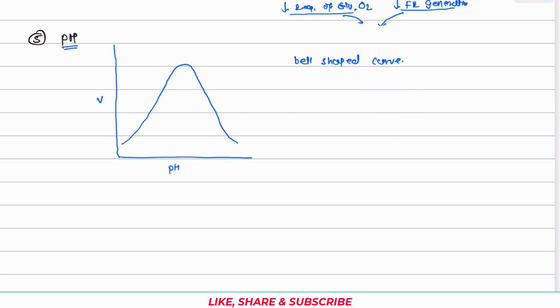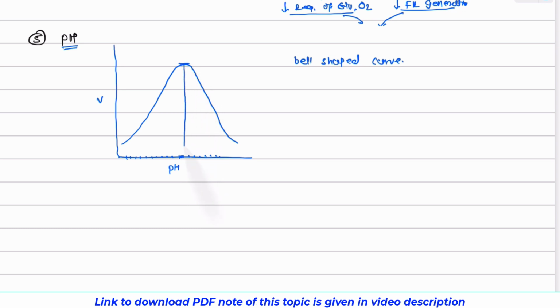So here also the meaning will remain the same: if we go on increasing the pH up to some point, there is an increase in the enzyme velocity, and beyond that point in the pH, there is a decrease in the activity of the enzyme. So at whatever pH we observe this maximum velocity, its corresponding point on this pH scale is called the optimum pH. And for most of the enzymes in higher organisms, this value of pH is between 6 to 8. So their optimum pH will be in the range of 6 to 8.